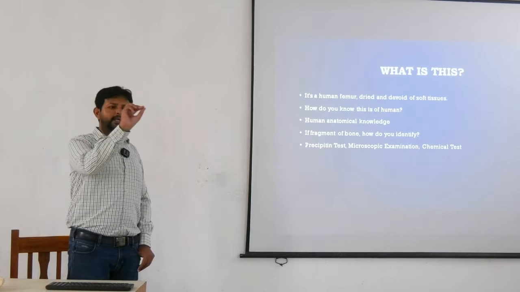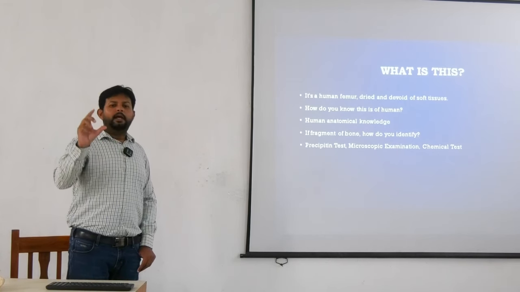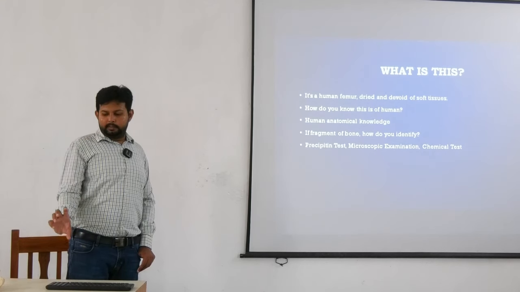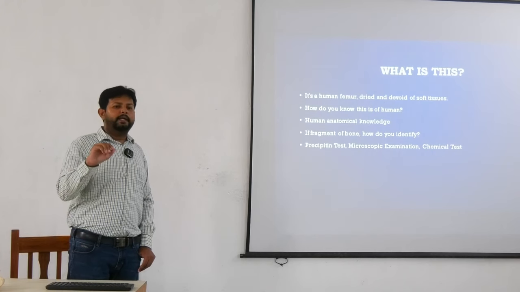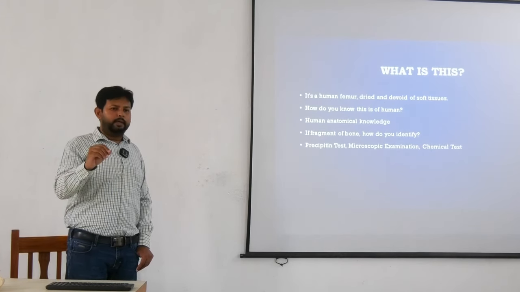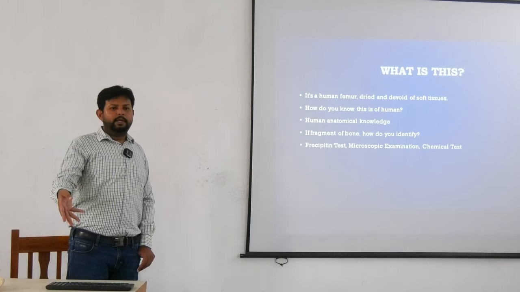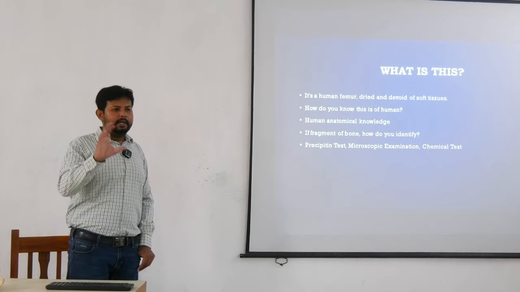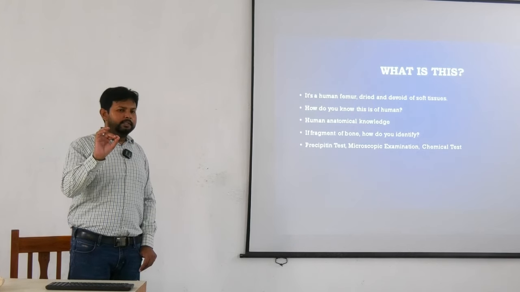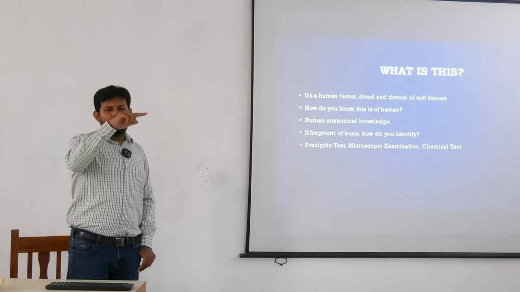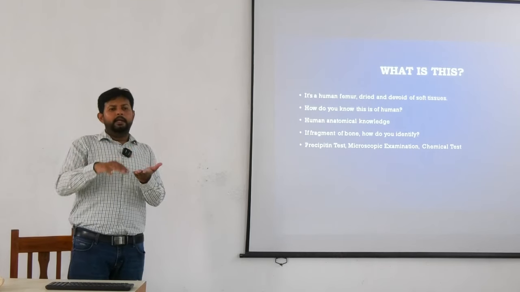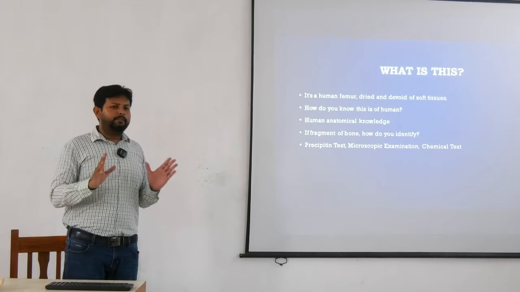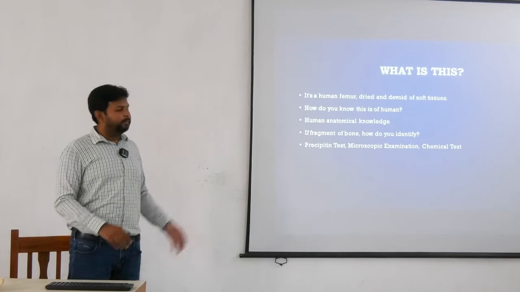Here what happens is we take a small fragment from the bone in a test tube, add some normal saline, shake it well and keep it for some time. Then we add anti-human immunoglobulin to it. Anti-human means so that we can get an immunological response by forming a precipitin. Means a precipitation reaction will take place. If it is of human origin, there will be a precipitation reaction. A white ring will form in the test tube in between, indicating that it is of human origin, that the precipitation reaction has been positive. It is positive for human bone. So that is the precipitin test.